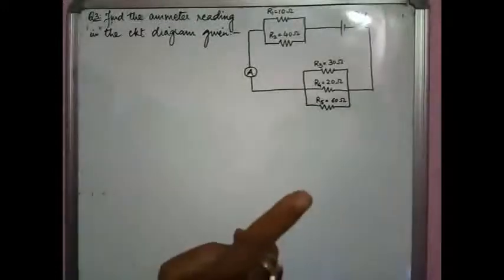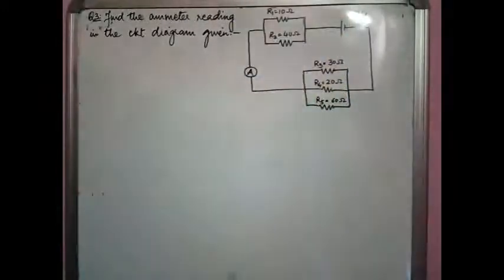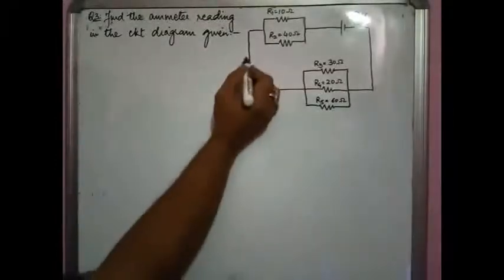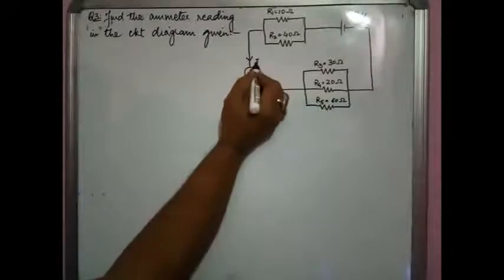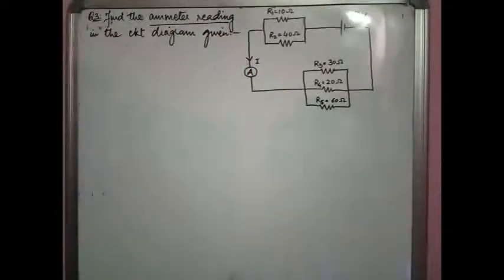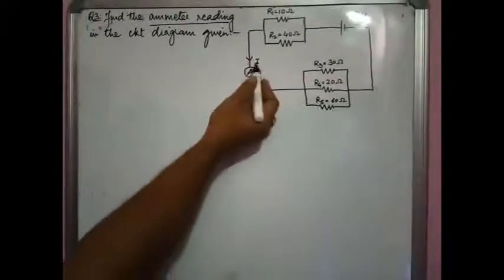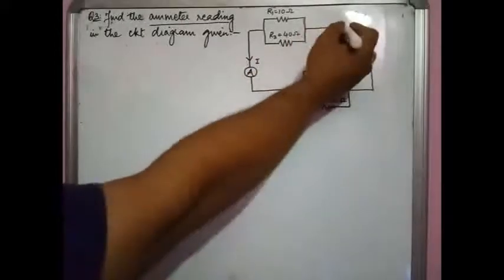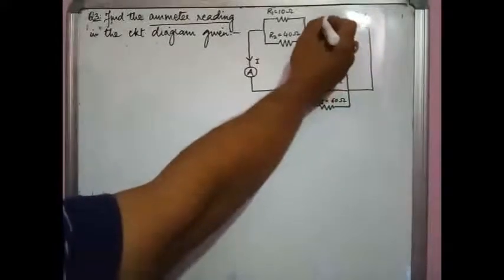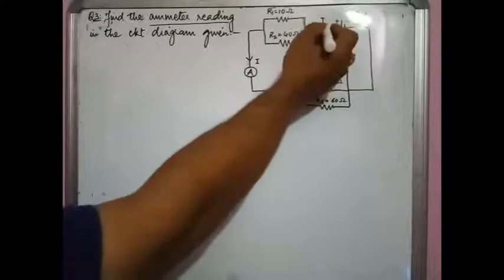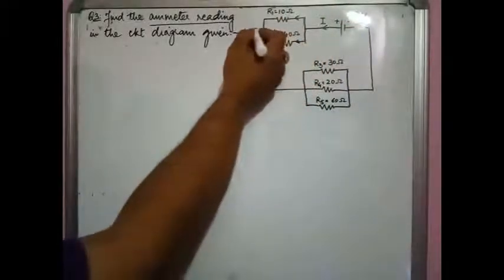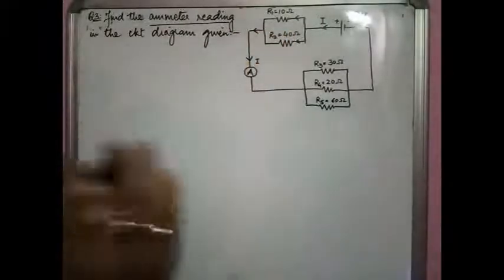The first thing you see is a battery of 1.8 volts EMF. There is an ammeter connected, and you have to find the current flowing through this ammeter, because you have to find the ammeter reading. Obviously this is the main current, because the battery's positive terminal is this one, negative is this. So the main current drawn from the battery is this I. Here it gets divided, but the moment it comes out, it is again the total I.